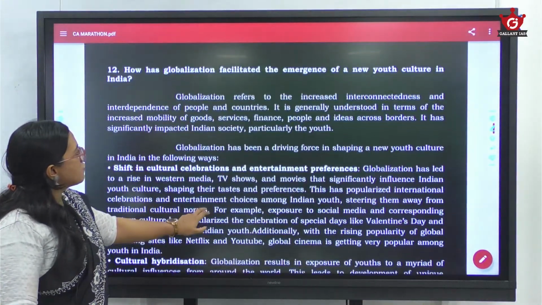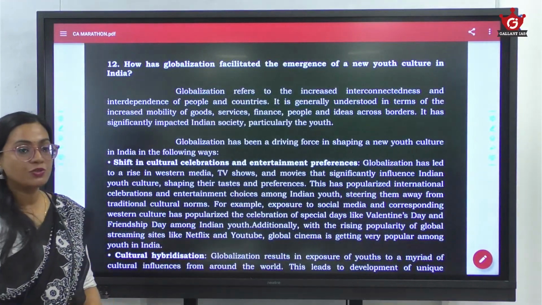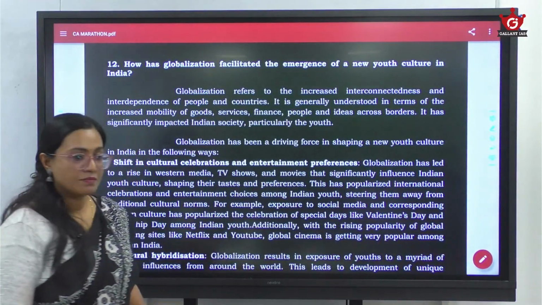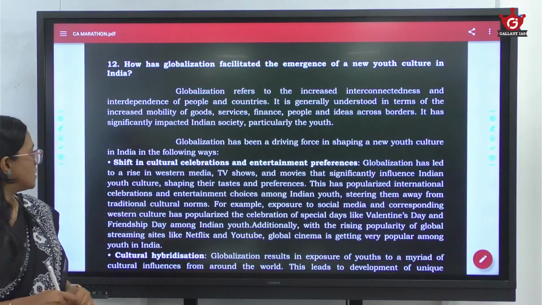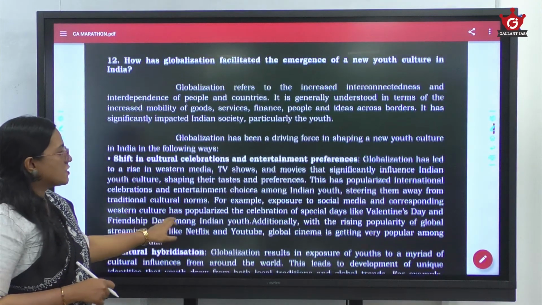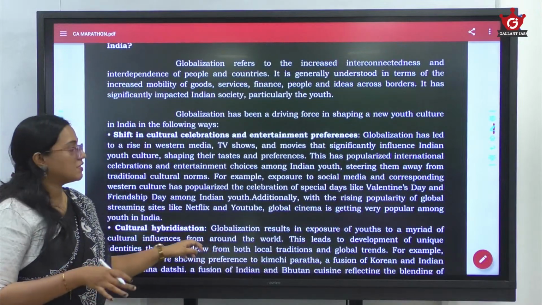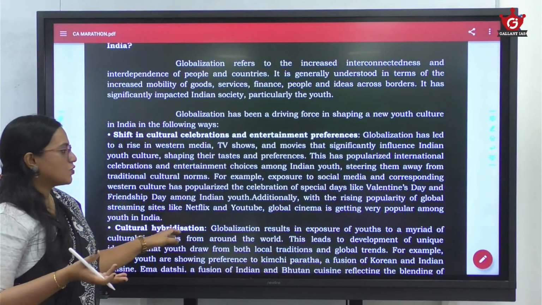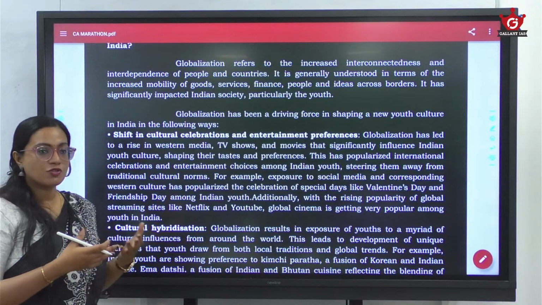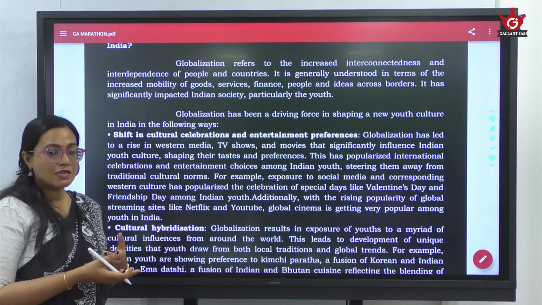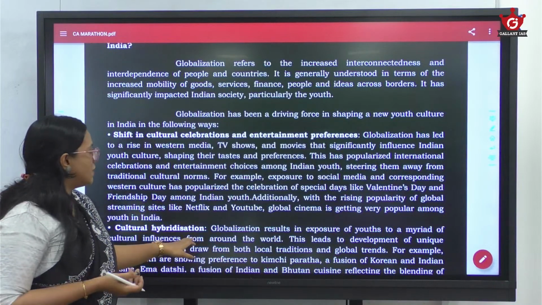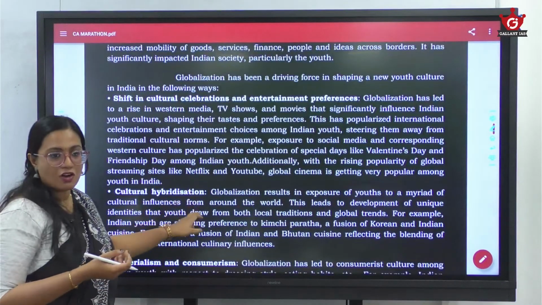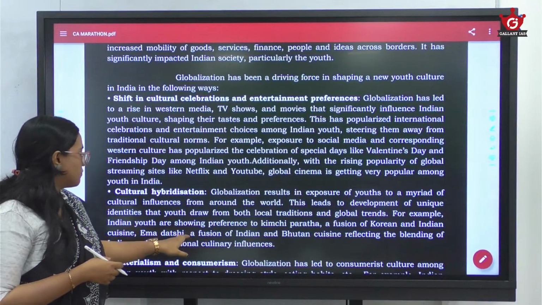How has globalization facilitated the emergence of a new youth culture in India? Okay, globalization related questions are also very important. Now, shift in the cultural celebration, entertainment, preferences. You started having a lot of exposure to social media. You started celebrating the events which are happening globally, like Valentine's Day, Friendship Day. These were not very popular among Indian youths before.